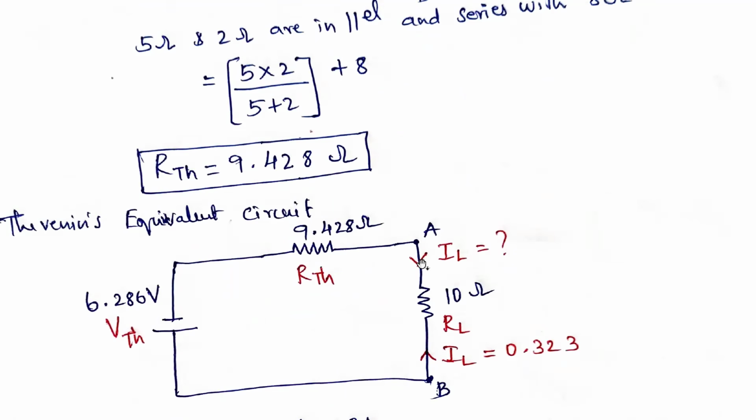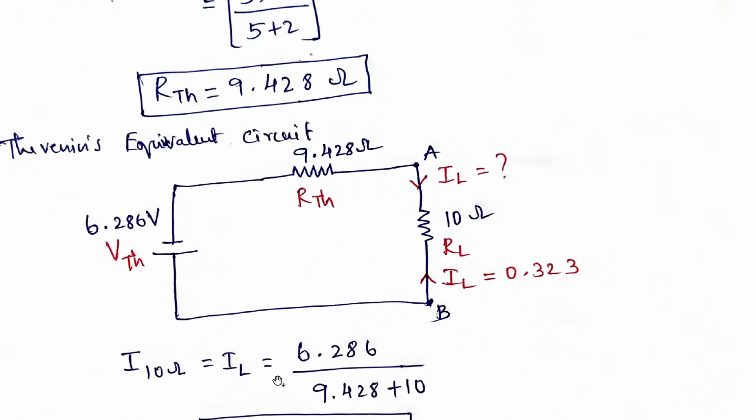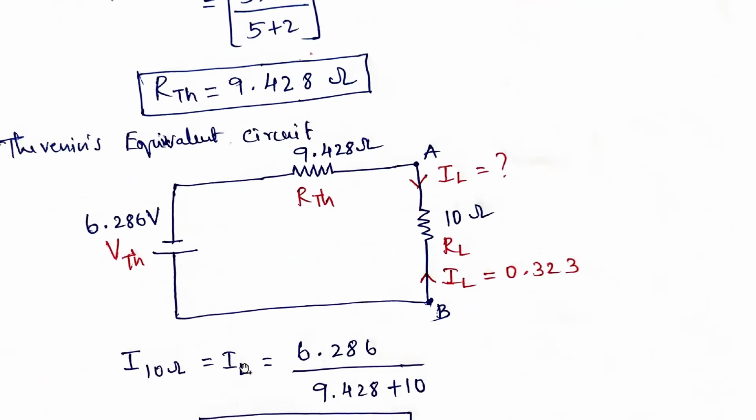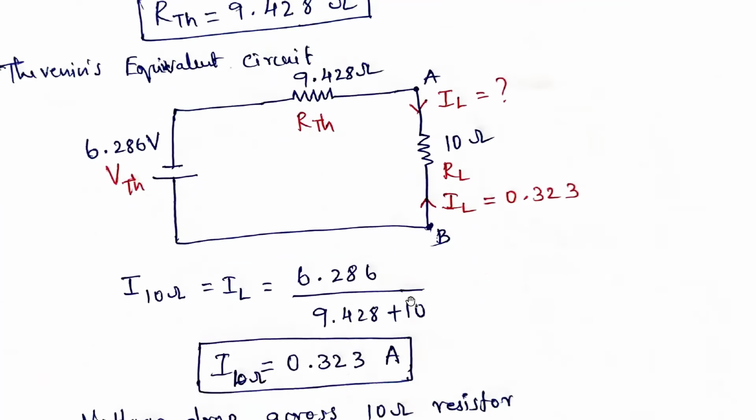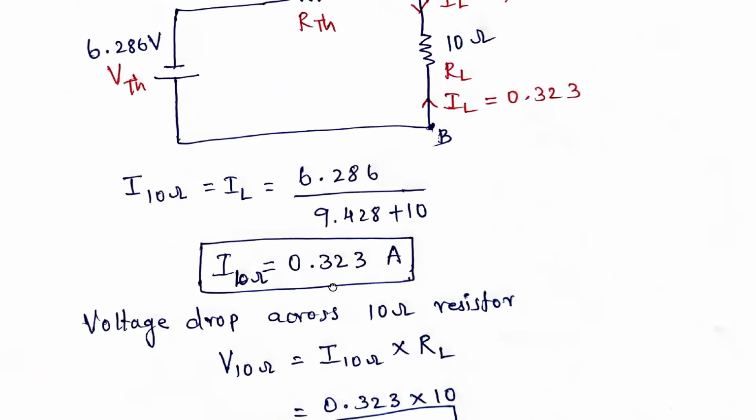So here I am considering this 10 ohms in series. Previously I considered the load current in this direction, but here the voltage source is reversed, like minus plus, so the load current flows like this. We need to find out the load current. Same Ohm's law only, V by R. V is 6.286 divided by the total resistance 9.428 plus 10. If you simplify this, we get 0.323 amperes. So the current through the 10 ohms is 0.323 amperes.